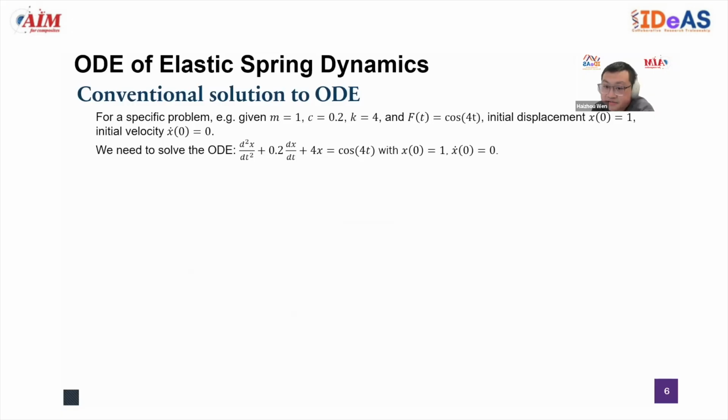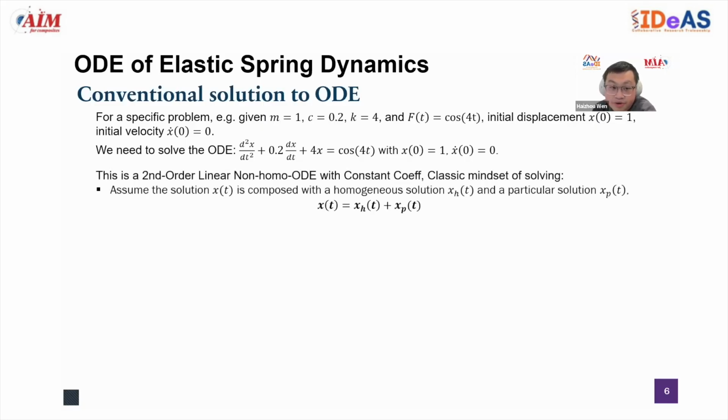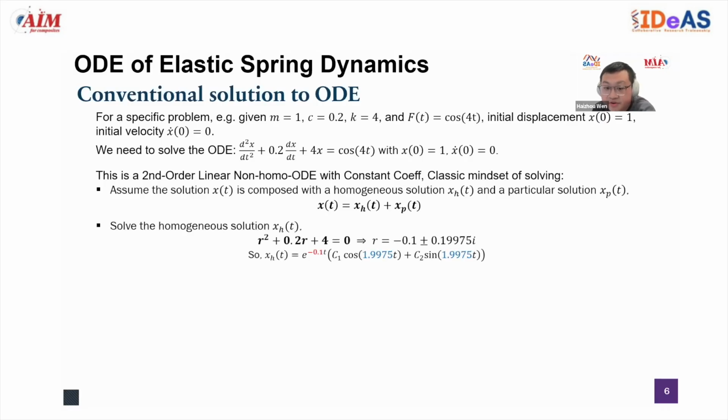So let us first remember how we solve this kind of problem by the math textbook. So we consider it is a second order linear non-homogeneous ODE with constant coefficients. The solution should be composed of a homogeneous solution and a particular solution. So the idea is to get two solutions separately and combine them together. So we first solve the homogeneous solution by extracting the left-hand side of the ODE into an algebraic equation of r.